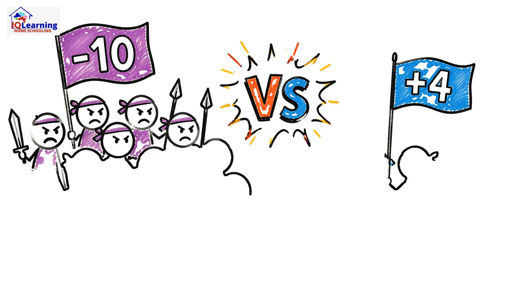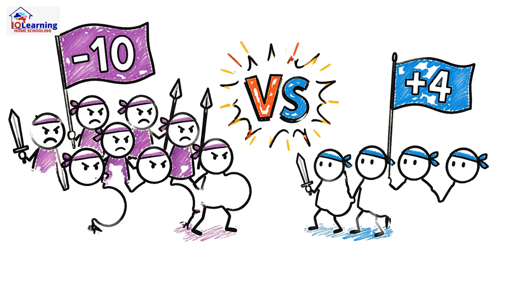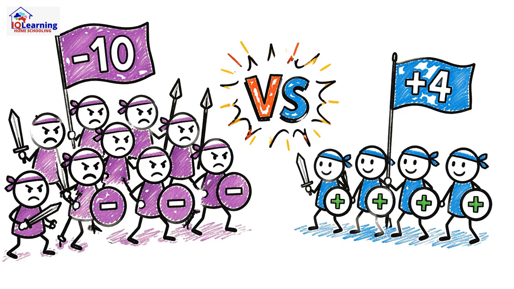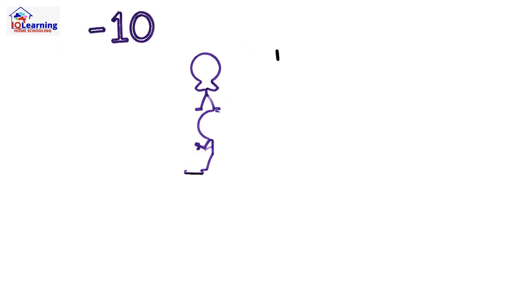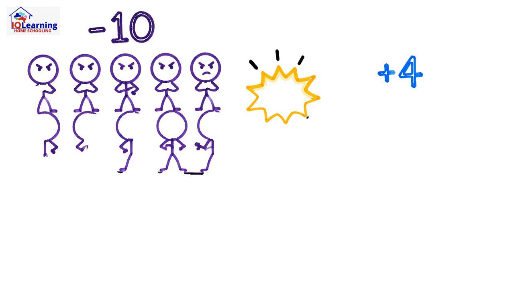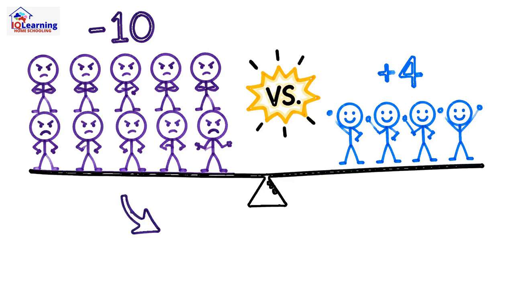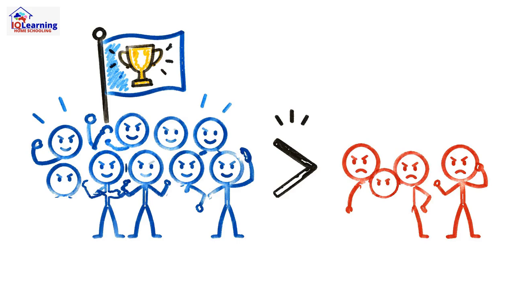In the problem negative 10 plus 4, Team Negative has 10 players and Team Positive only has 4. Who wins? Team Negative, easily. So your answer will be negative. By how much? The difference between the teams. 10 minus 4 is 6. The final score is negative 6. The team with more players always wins the sign.